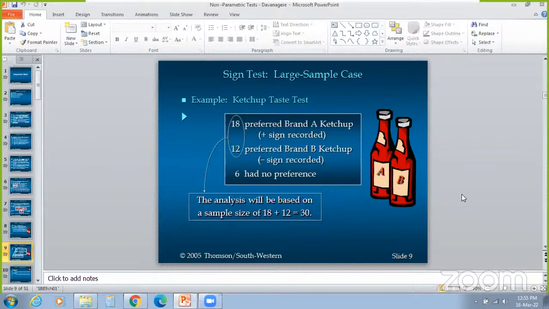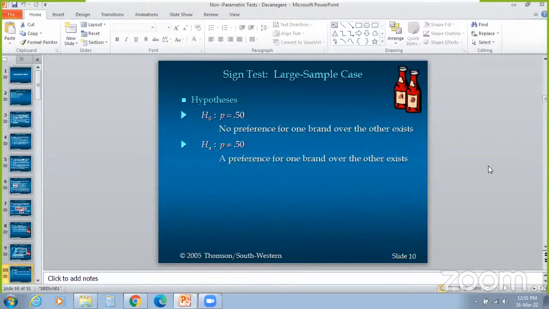But there are 6 customers out of 36 who have no preference. Hence, you have to omit those no-preference customers from your analysis. Your analysis is based only on the plus and minus signs. Hence, the analysis will be based on a sample size of 18 plus 12, that is 30. Though your original sample size is 36, for your calculation you have to take only 30 observations.